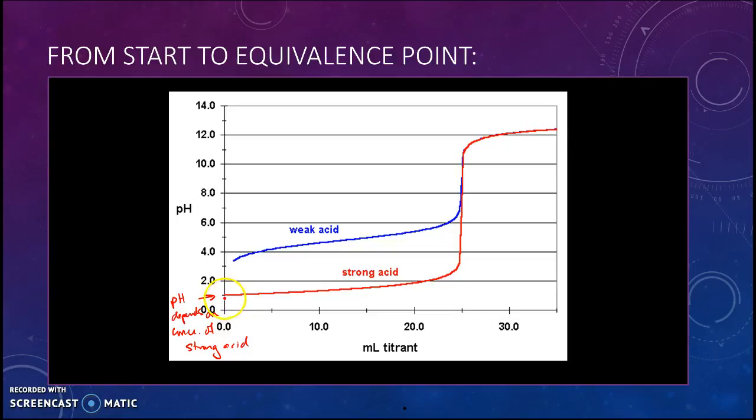For this one, it would be like a 0.1 molar HCl solution. But the point is the pH depends on the concentration of the strong acid, because that concentration would be the same as the concentration of H plus. Now for a weak acid, the starting pH does depend on the concentration, but really it depends on the Ka. Before I've added any base whatsoever, the pH will be based on the Ka of the weak acid. This is the problem we did in the last chapter: you have a solution of 0.1 molar acetic acid, what's the pH of that solution? That would be the pH of your starting point.